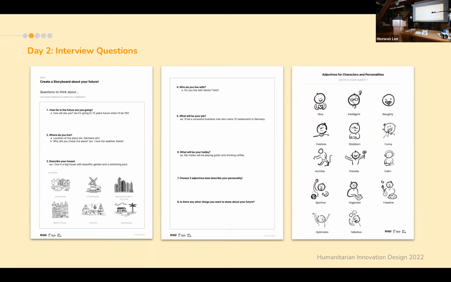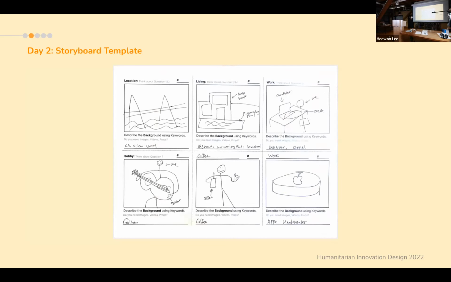Students are paired up with their partner, and they will be able to interview each other and present to the class about their future. After that, they're going to create a storyboard on their own. Towards the end of the class, students are able to cut out all the storyboards and rearrange them according to the video they want to create.